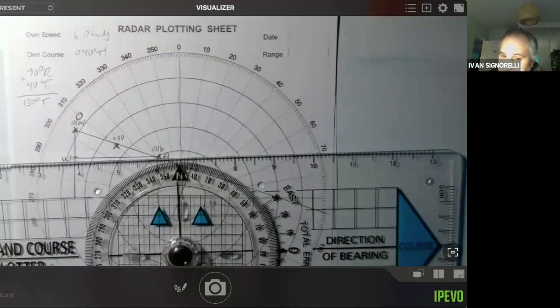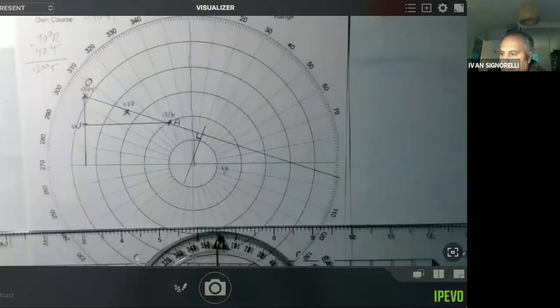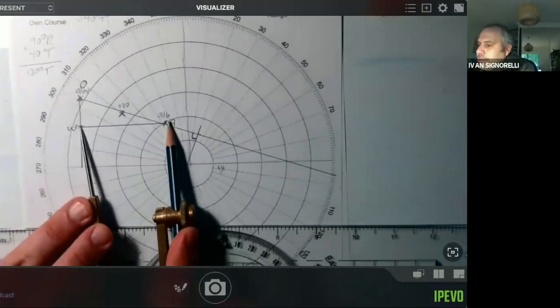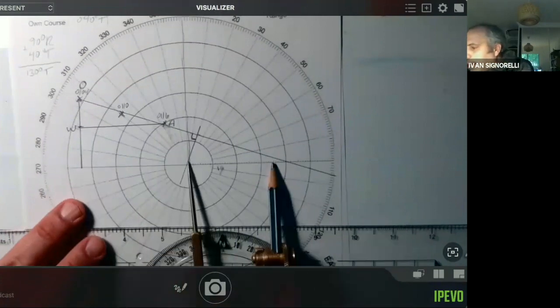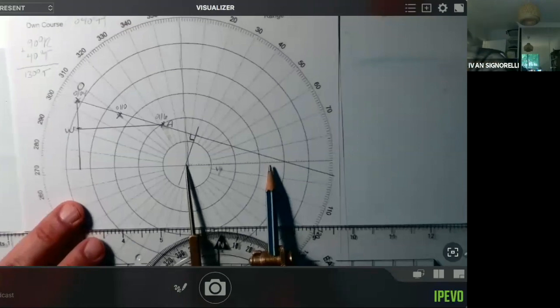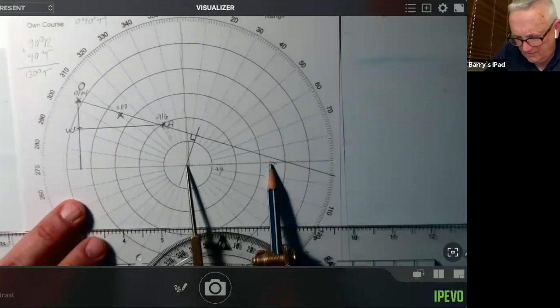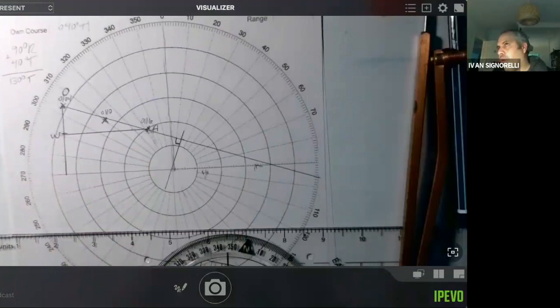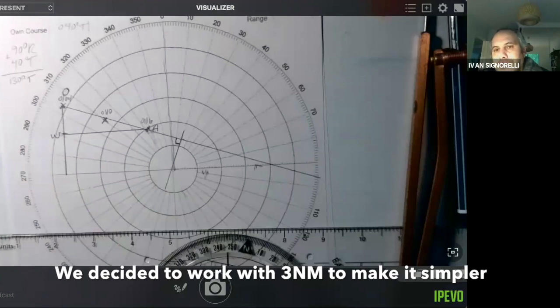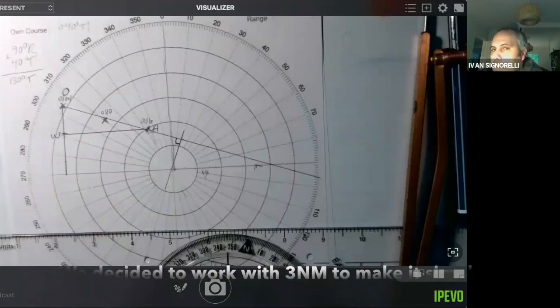Then the other piece of the puzzle is to find its speed. Ready to calculate speed? What you need to do is measure the distance from W to A. What do we get here? We have about 3.4, right? So now, what does that mean? It means that in 12 minutes, this vessel covered 3 miles. So what was its speed?